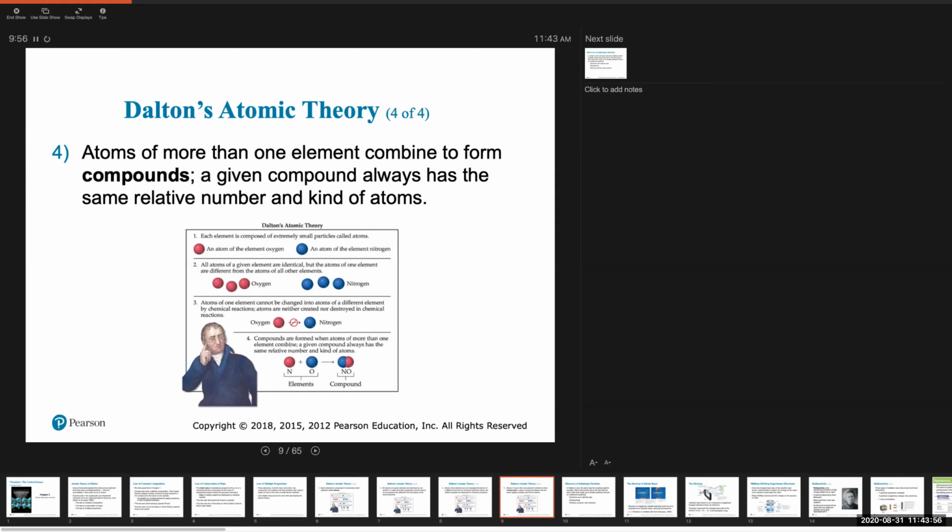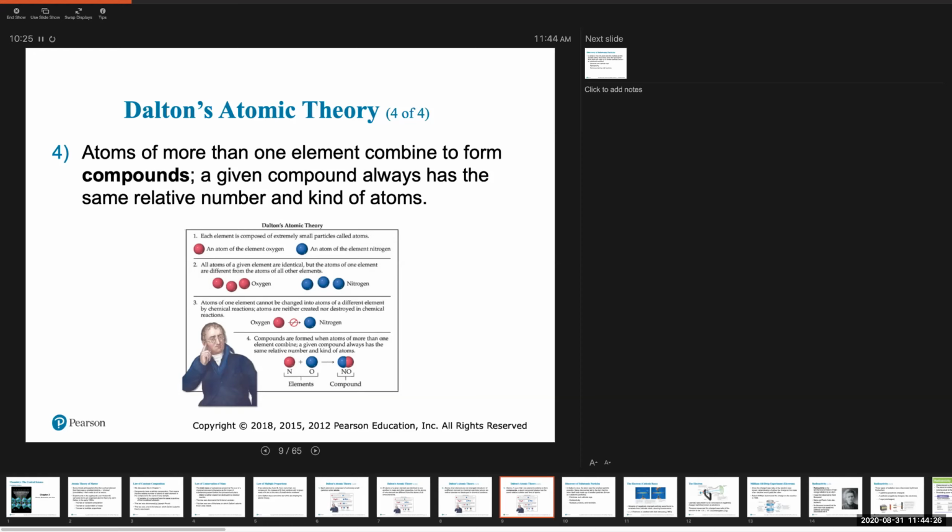Atoms of more than one element combine to form compounds, and a compound always has the same relative number and kind of atoms. So this goes back to us saying, once again, water is always H2O, 2 hydrogens, 1 oxygen. So there we're combining the hydrogen with the oxygen to get water, but that always is the case. It's always H2O. If it's not H2O, it's not water.